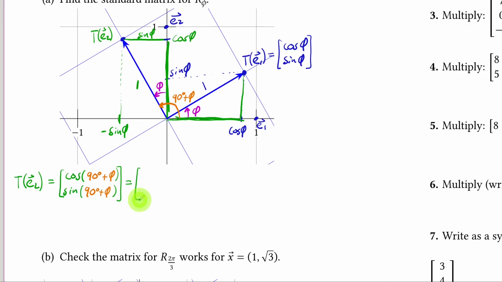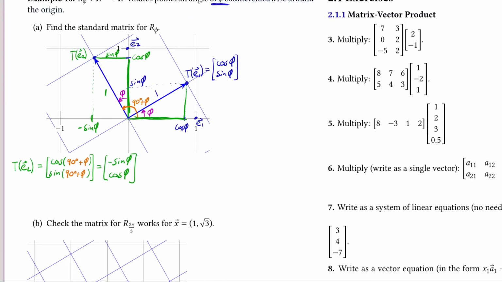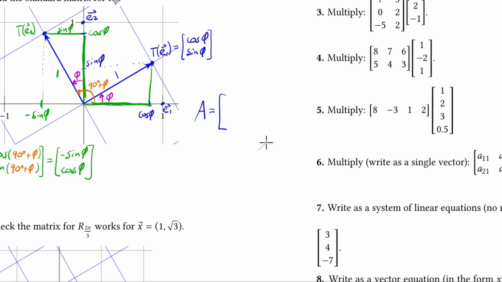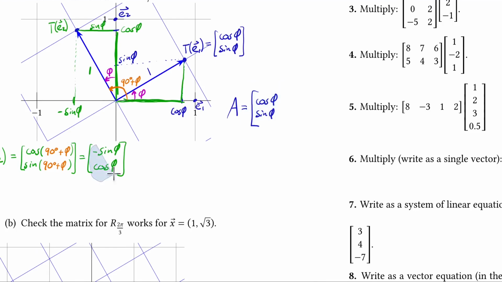And there's a trig identity that says that cosine of 90 degrees plus phi is always equal to negative sine of phi, and sine of 90 degrees plus phi is always equal to cosine of phi. Okay, so either way you want to think about the second one, the standard matrix A that has these as its columns looks like so.